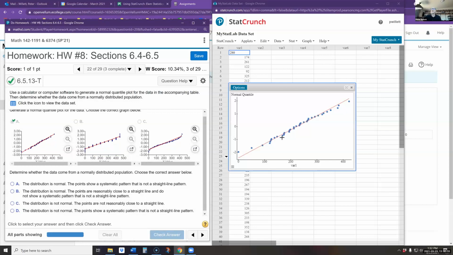Were there any questions about how I created the graph in StatCrunch to compare to the ones offered in my stat lab?